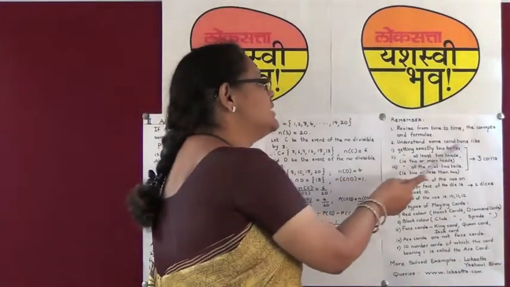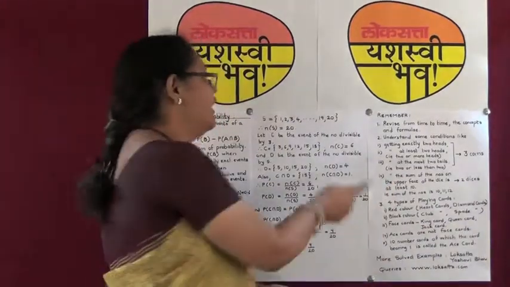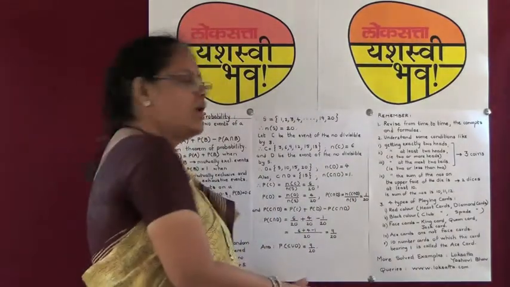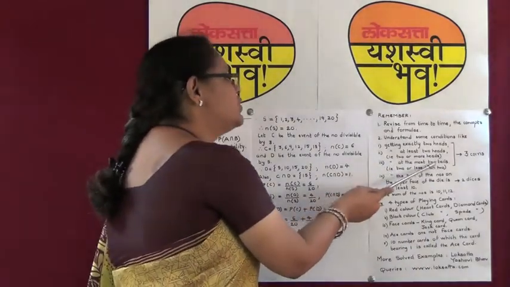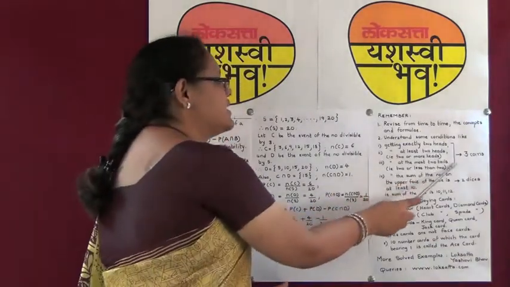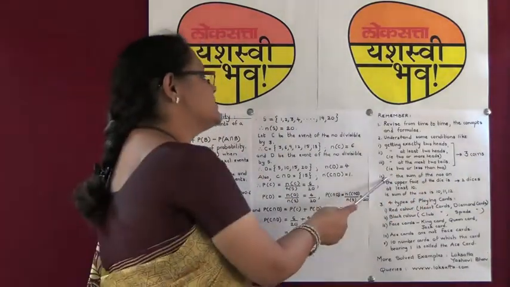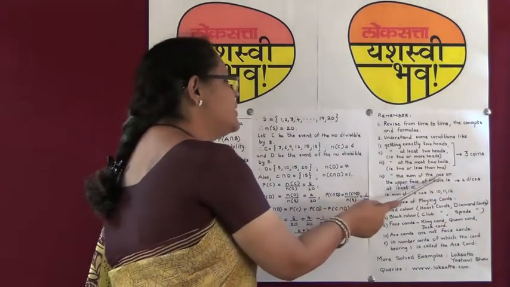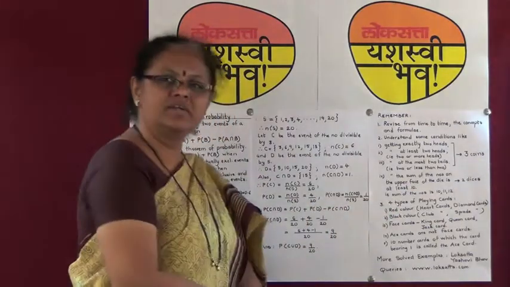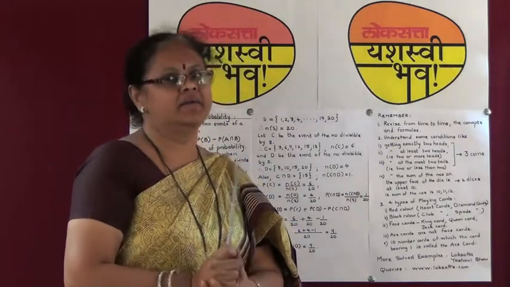Also, understand certain conditions like getting exactly 2 heads or getting at least 2 heads, which means 2 or more heads, or getting at the most 2 tails, that is 2 or less than 2. These 3 sentences are related when we toss 3 coins. Also remember certain sentences like getting the sum of the numbers on the upper face of the die is at least 10. That is, the sum of the 2 numbers on the dice should make your sum either 10, 11 or 12.